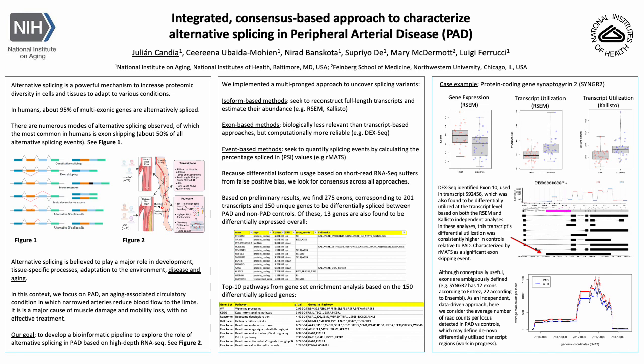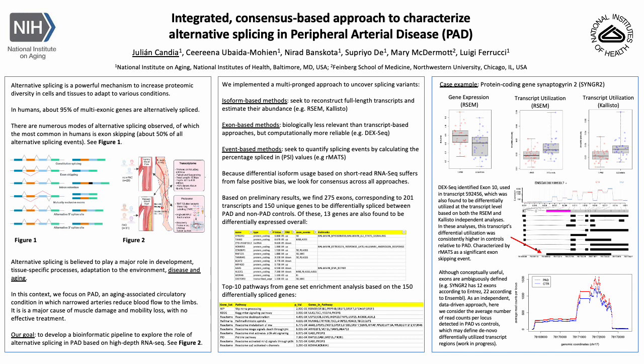at the exon level. And in all these analyses, the transcript's differential utilization appears consistently higher in controls relative to PAD. Using rMATS, which is an event-based method, we also found that this transcript has a significant exon skipping event. So although conceptually useful, exons are ambiguously defined. As an example, this gene appears to have 12 exons according to Entrez, but 22 according to Ensembl.